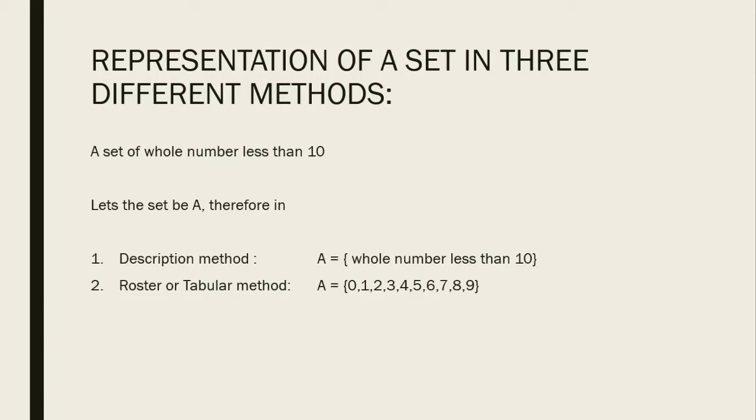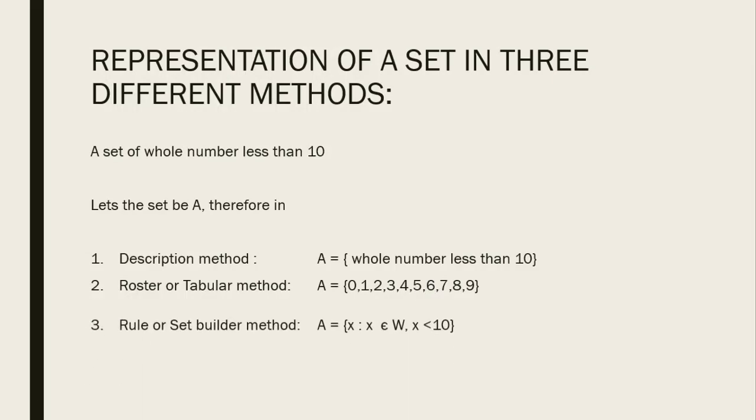Similarly, in roster or tabular method, we will write it A is a set of 0, 1, 2, 3, 4, 5, 6, 7, 8, 9, which are less than 10. These are the elements of the set A which are less than 10, and we will write each element by separating them with commas.